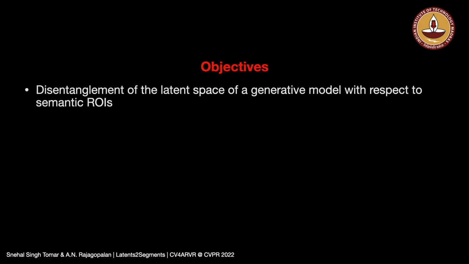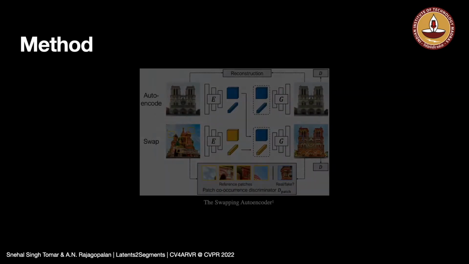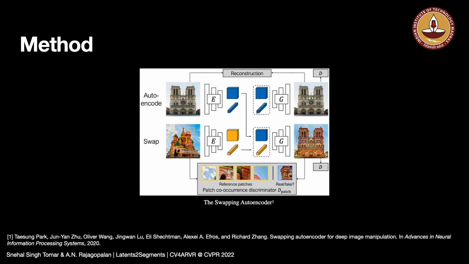The objectives of this work are to disentangle the latent space of a generative model with respect to semantic regions of interest in its generated images, and to leverage the disentangled latent representation for generating multi-class semantic segmentation maps from face images. The swapping autoencoder forms the backbone of our model. It is a deep generative autoencoder which learns a neat distinction between the structure and style information of input images in its latent space, in the form of a structure tensor and a style vector.